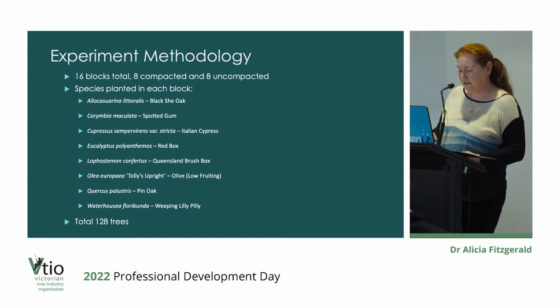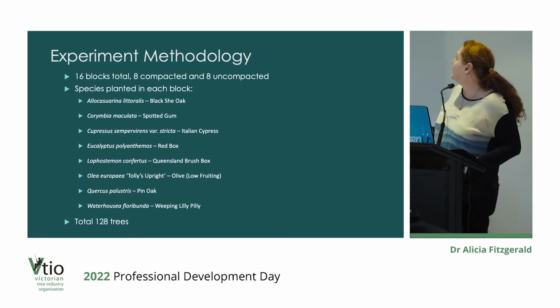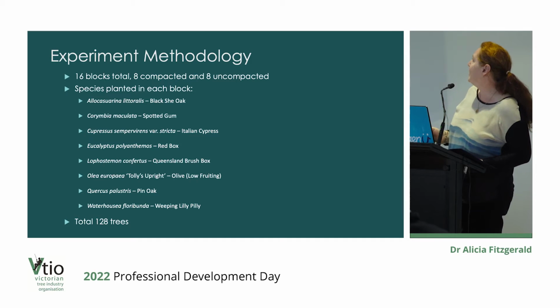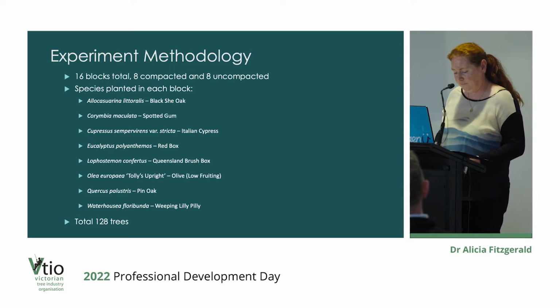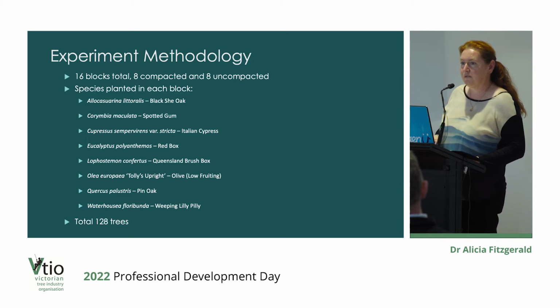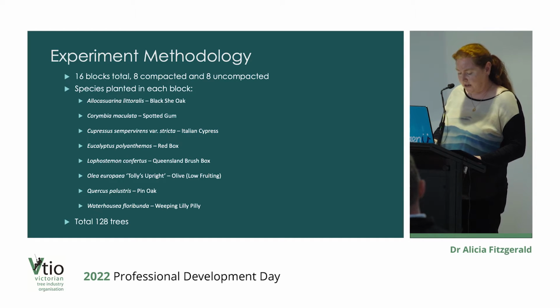8 were compacted and 8 uncompacted. The species can be shown on the screen. I won't read them out. These were all included in the growth trial, and they're a mixture of Australian natives and exotic. And there were a total of 128 trees.